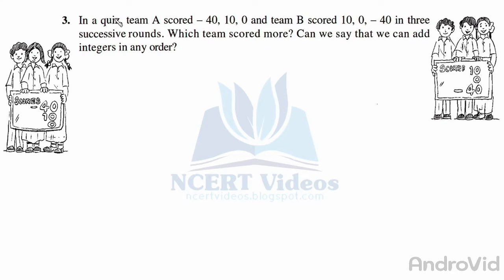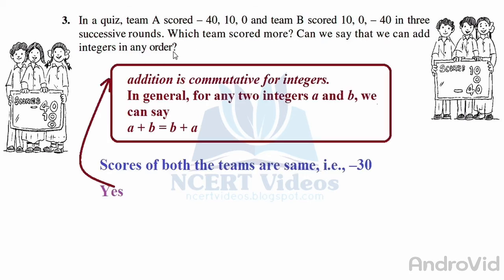Third, in a quiz, team A scored -40, 10, 0 and team B scored 10, 0 and -40 in 3 successive rounds. Which team scored more? Can we say that we can add integers in any order? Well, let's do it. So first of all, which team scored more? Let's add them up. So -40 plus 10. Signs are different, therefore we subtract them and sign comes of greater number. And 0 doesn't matter, okay? Therefore -30 is your answer.